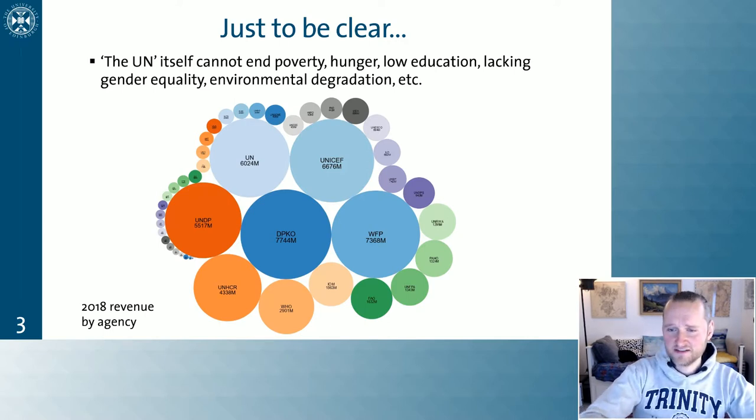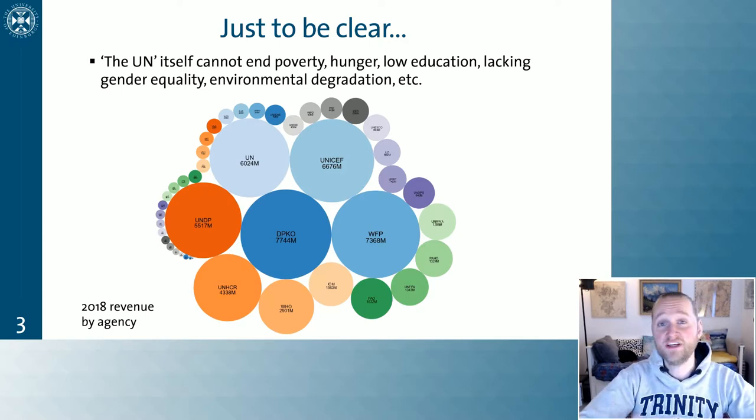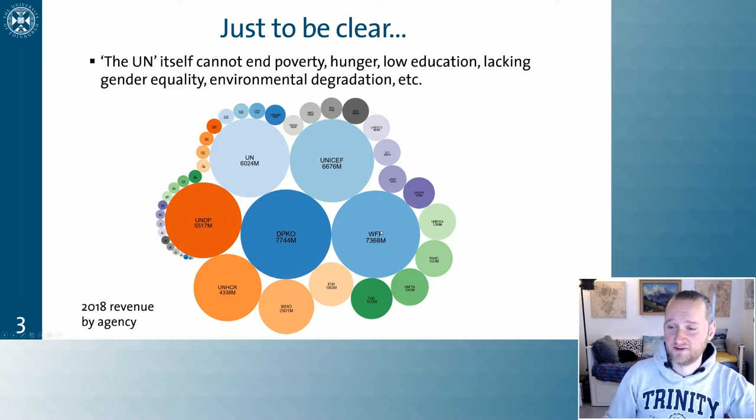So if we look at this, these are the 2018 revenues for the entire UN system. You see here, for example, the core UN system. This is all the people that sit in New York. That's the Secretariat and so on. You have UNICEF here, the Children's Fund. You have the World Food Program, recent recipient of the Nobel Prize. You have the Department of Peacekeeping Operations here that we talked about two lectures ago. You have UNDP, the Development Program that we'll talk about more.